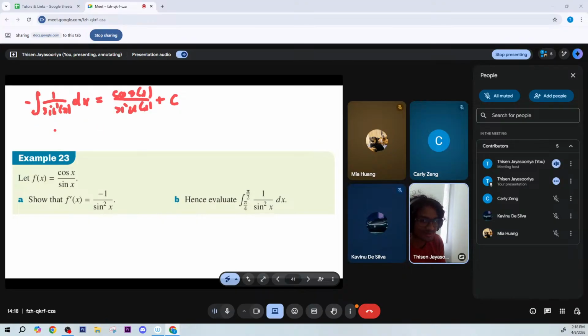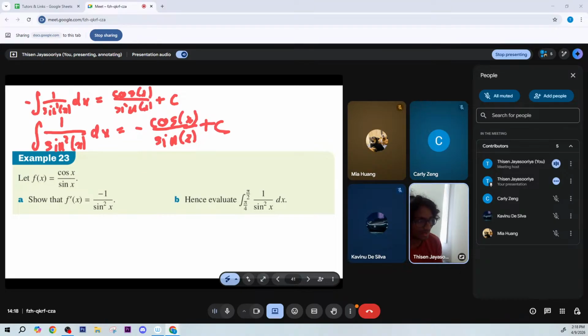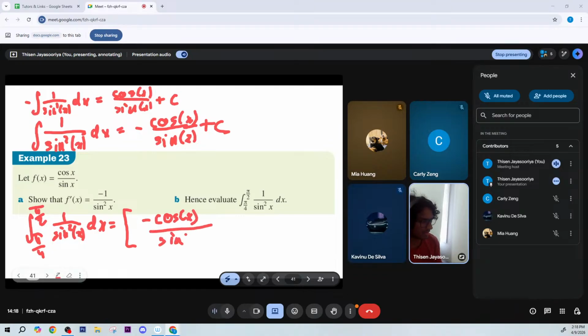So then we can multiply both sides by negative. So we get here the integral of 1 over sine squared x dx equals negative cos of x over sine of x plus c. Yeah? So now we have this integral, we can just plug in those boundaries. The integral of 1 over sine squared x dx, and we get negative cos of x over sine of x, from pi over 4 to pi over 2. Yeah?